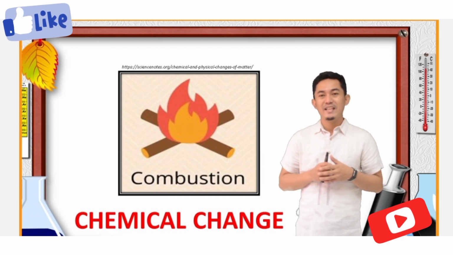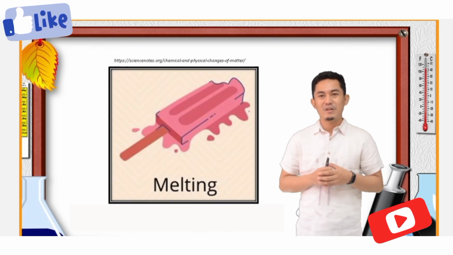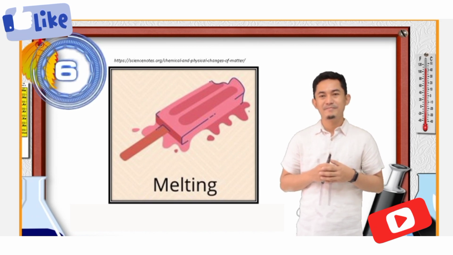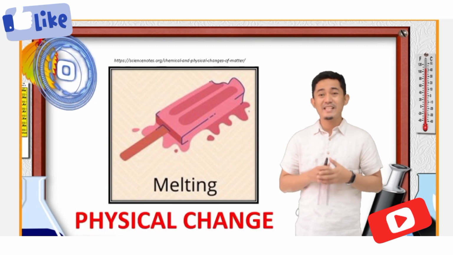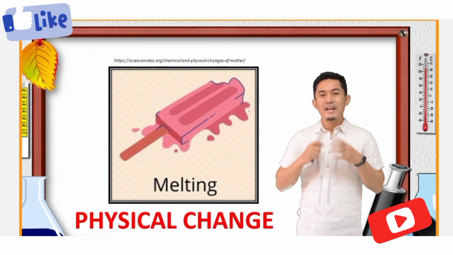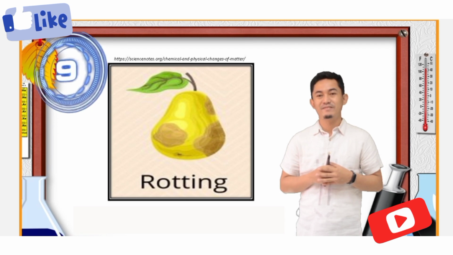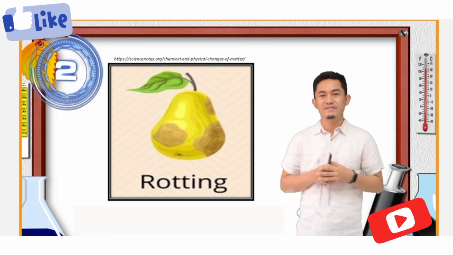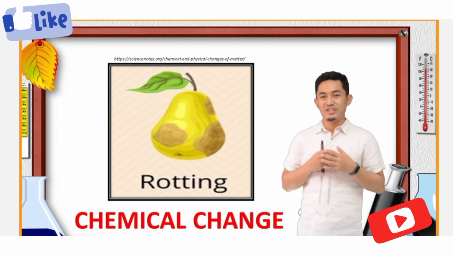Great job, learners! Let's keep it going. How about this one? Melting. Observe the changes in its property, class. Think and tell, go! Great! It is physical change. Try this one, rotting. Think and tell again. Time's up. Very good. It is a chemical change.